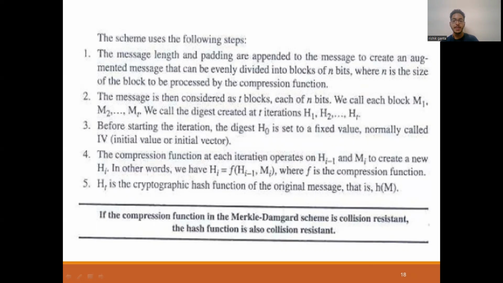The compression function at each iteration operates on h of i minus 1, that is the previous hash or message digest, and the new message m of i, to create a new message digest h of i. In other words, h of i is equal to f of h of i minus 1 and m of i, where f is the compression function. h of t is a cryptographic hash function of the original message, that is h of m. If the compression function in the Merkle-Damgard scheme is collision resistant, the hash function is also collision resistant.